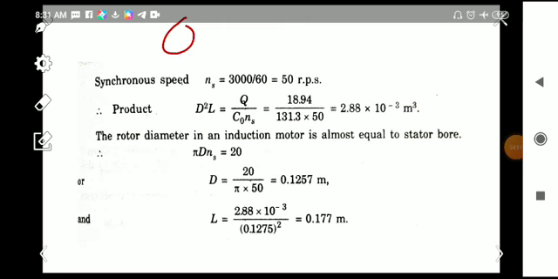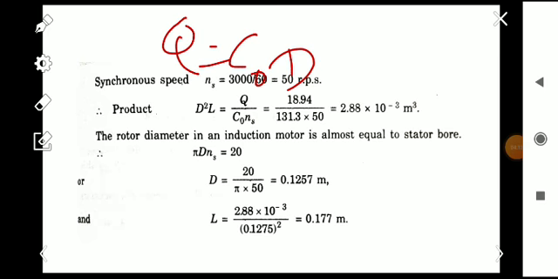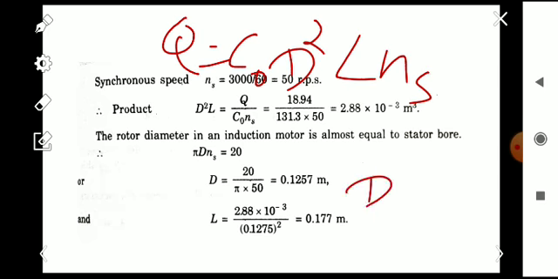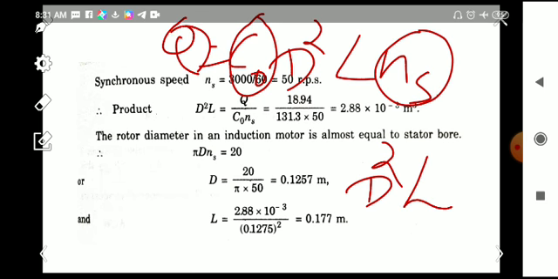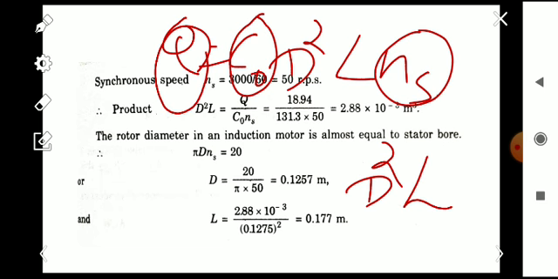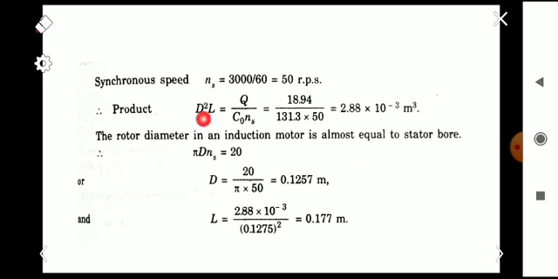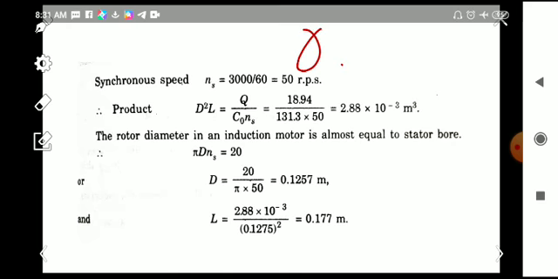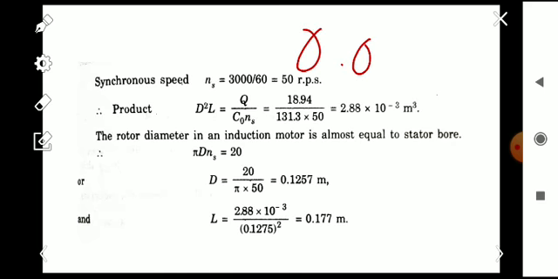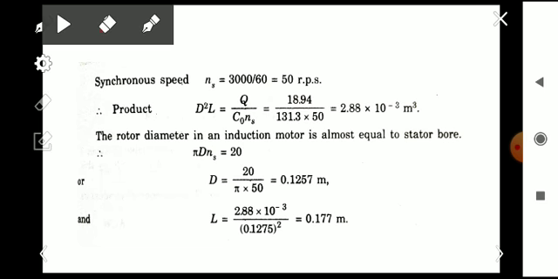From the equation Q is equal to C0 D square L ns, we know all the other values, and from that we can find D square L. By simply rearranging, D square L is equal to Q by C0 ns, and we will get D square L as 2.88 into 10 raised to minus 3 meter cube, that is 0.00288.